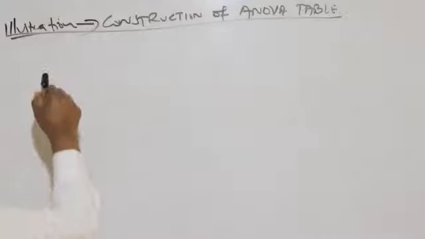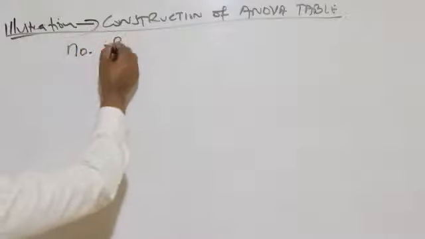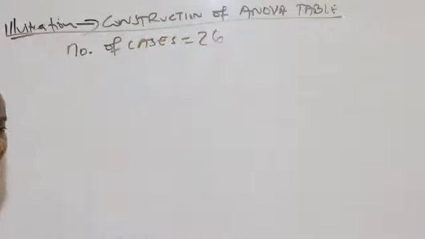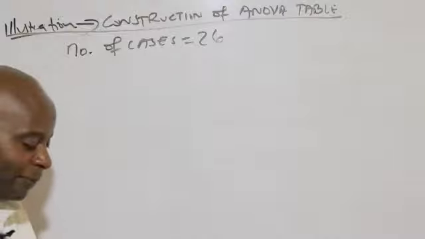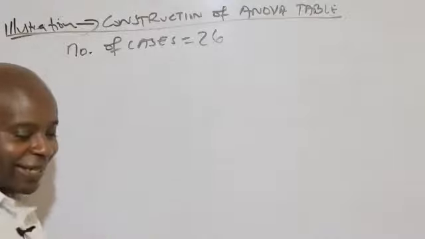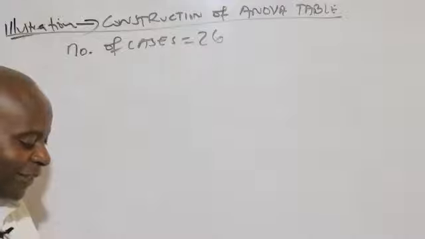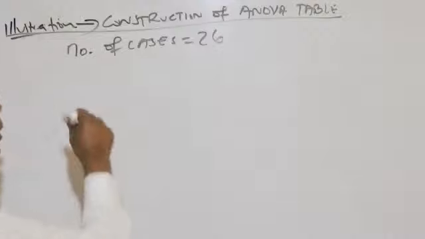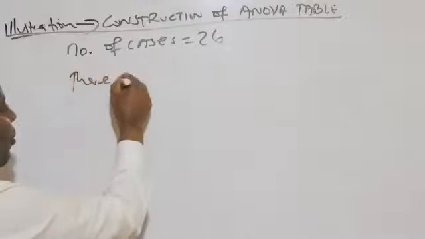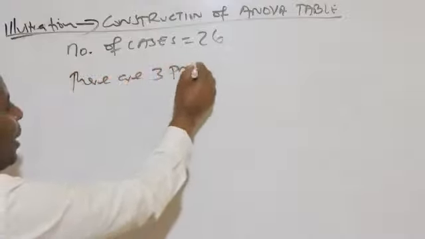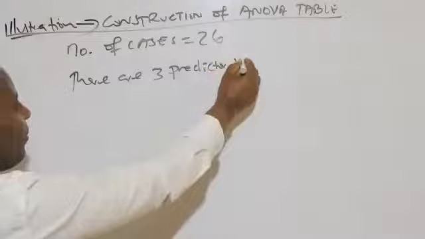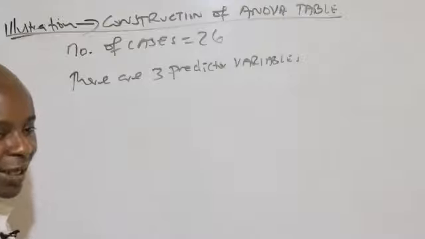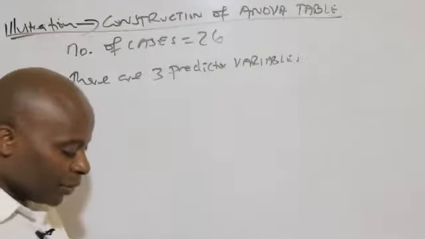So we are given the number of cases, 26. Basically, this is our n. Our n there is 26. That's a short question. There are 3 predictor variables.